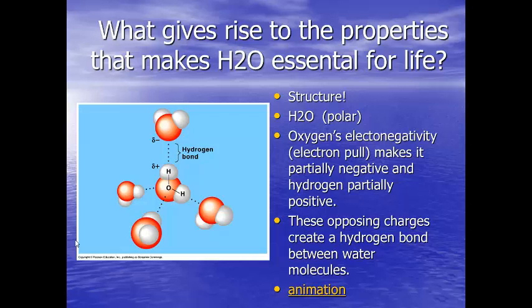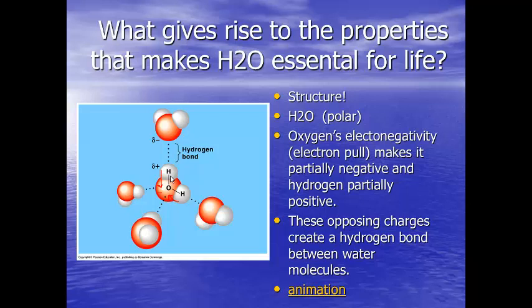Electronegativity means that oxygen has a strong pull of electrons. So it takes the electrons from hydrogen and pulls them in close to oxygen. This is going to give the oxygen a partially negative charge and the hydrogens a partially positive charge. So you can see that these bonds within the water molecule are polar covalent bonds.